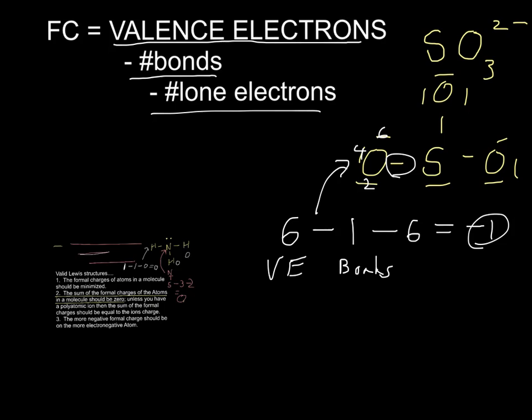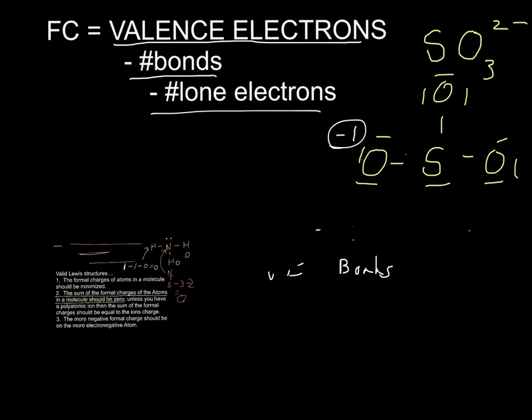So that oxygen there has a formal charge of -1. How about our sulfur? Well, before we even move on to our sulfur, all of our oxygens have similar bonding, right? They all have similar bonding, and therefore they're all going to have the same formal charge of -1. That oxygen's -1, that oxygen's -1. Now we look at our sulfur.